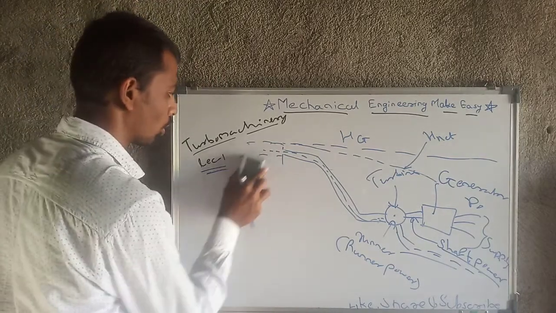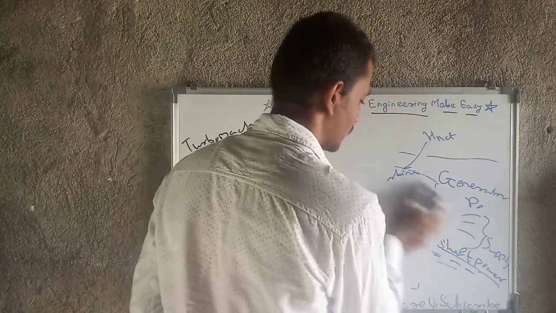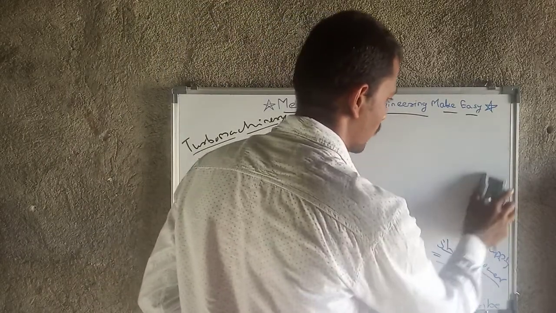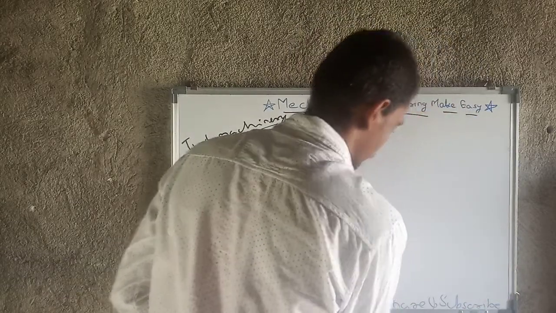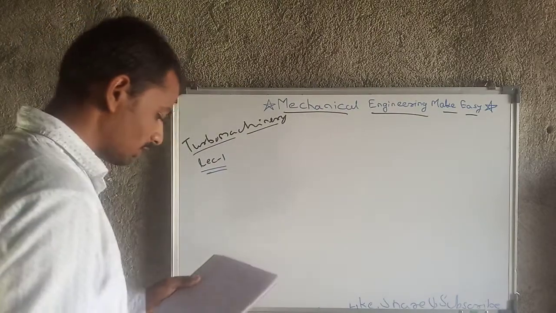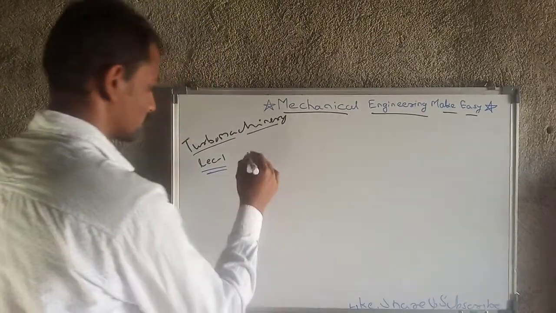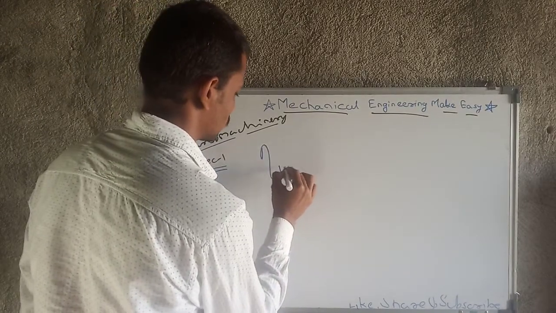Take note of all the powers: rho g QH, and after that runner power, then shaft power, and then output power. Okay, this is a very important concept. So now I will move forward, and I was discussing the hydraulic efficiency, eta hydraulic.